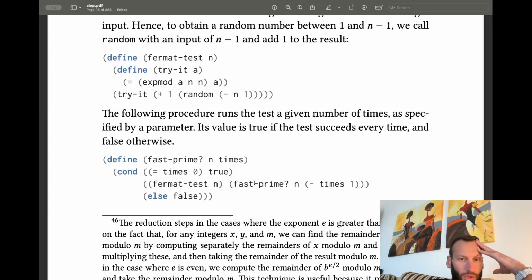The following procedure runs the test a given number of times as specified by a parameter. Its value is true if the test succeeds every time and false otherwise.